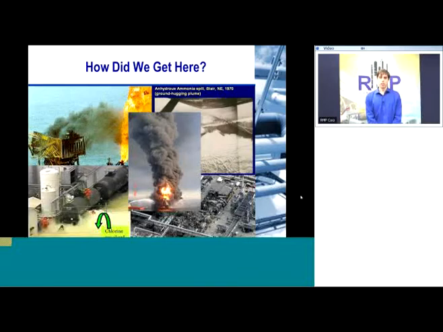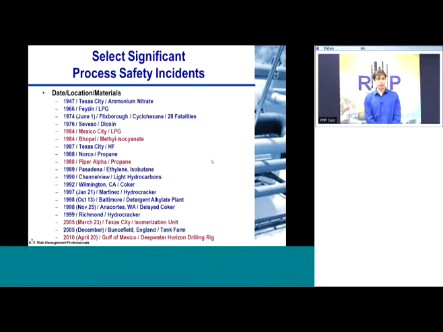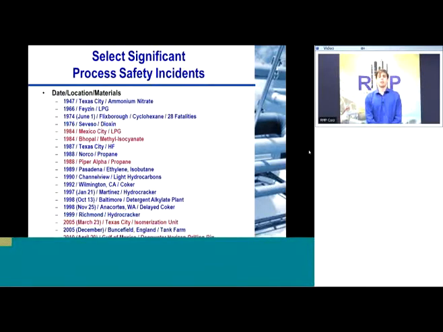So this list here is just a select list of significant process safety events, and it's not inclusive, and you can see it spans some 70 years. And so what these events have done is they've led to drives in both industry and regulation in order to try and improve process safety.